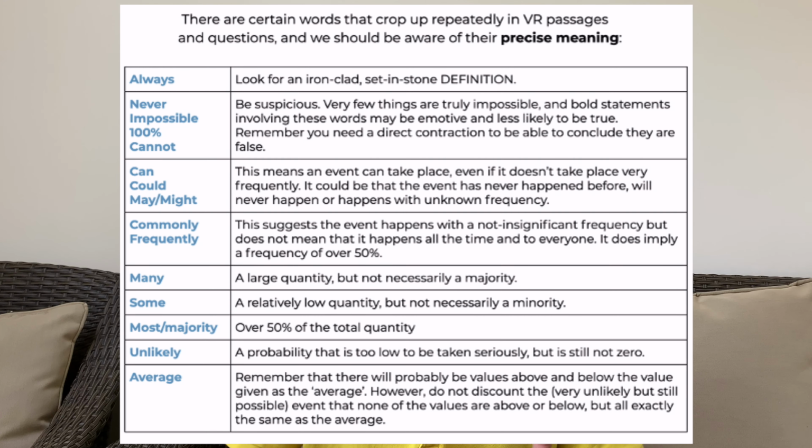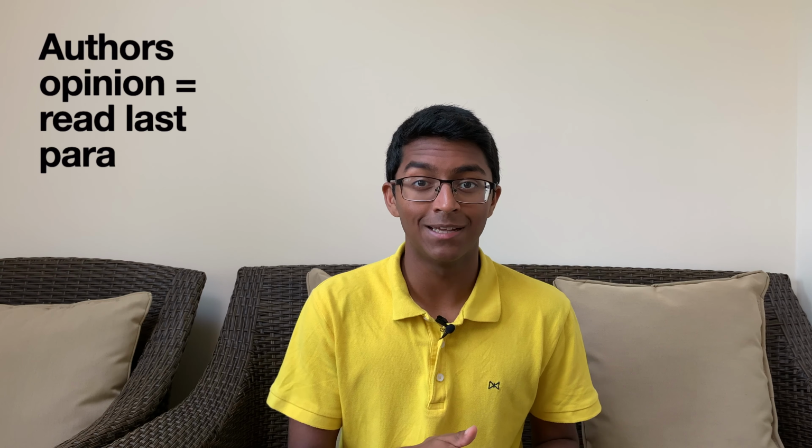In particular, be suspicious of absolute terms such as always or never. They are very common in multiple choice questions and the answer is usually false, as there's usually some exception to the rule. If the passage asks for the author's opinion, be sure to read the last paragraph first, as this usually contains the strongest conclusion.